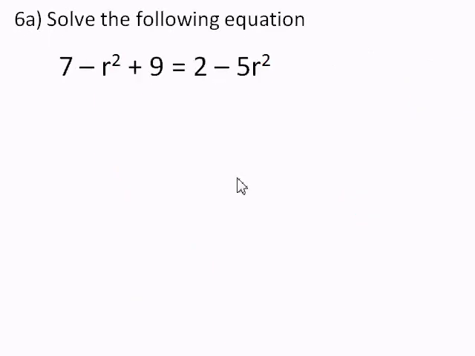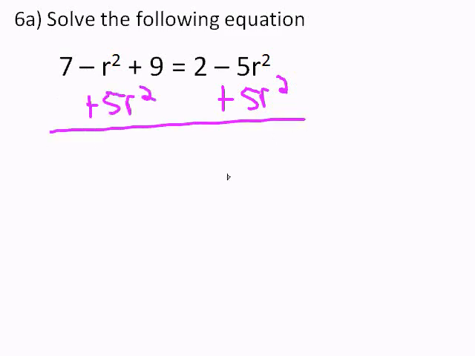And the last and final problem, go ahead and work it out, pressing pause and press play when you're ready to see the answer. For this problem, you'll notice you've got r squareds on both sides of the equation, so I always get rid of the smaller amount. So negative 5r squared is smaller than negative r squared. So I add 5r squared to both sides, and I get 7 plus 4r squared plus 9 is equal to 2.